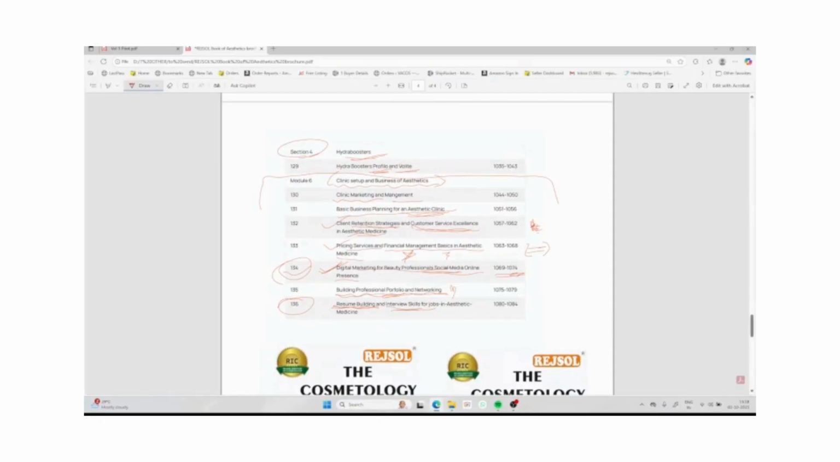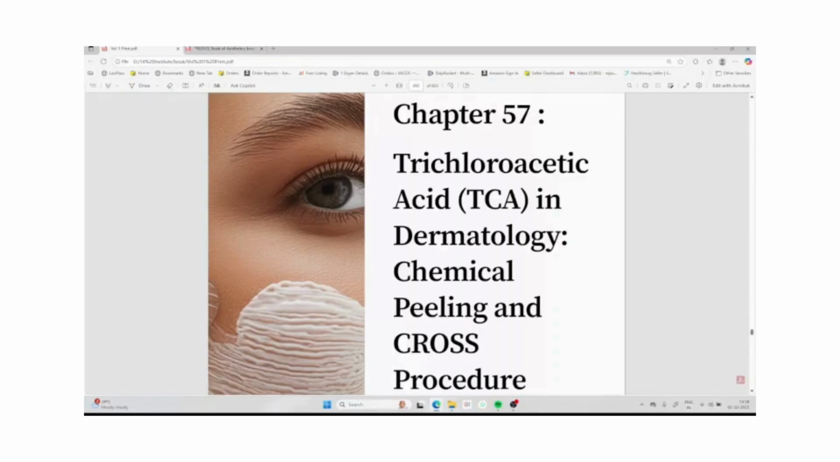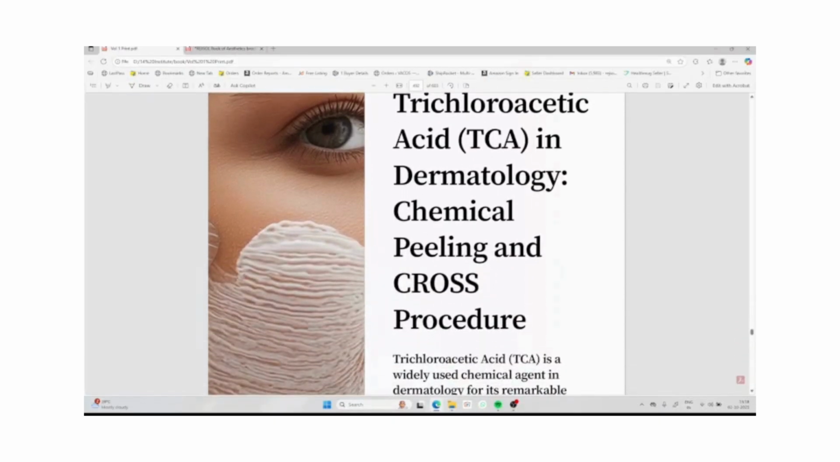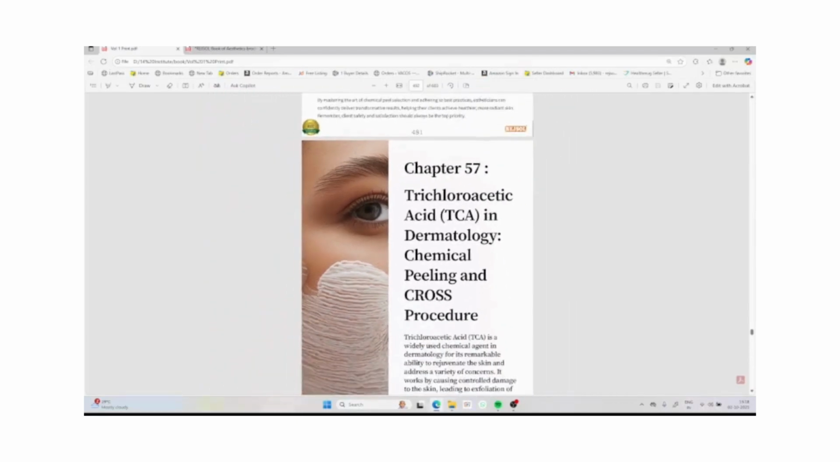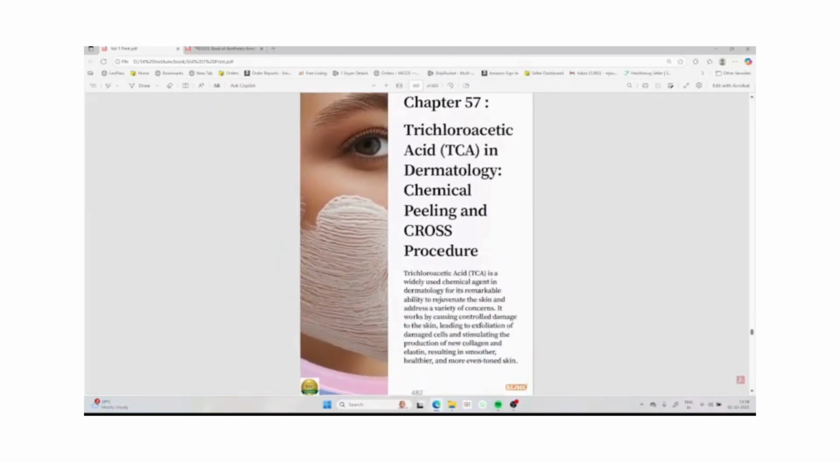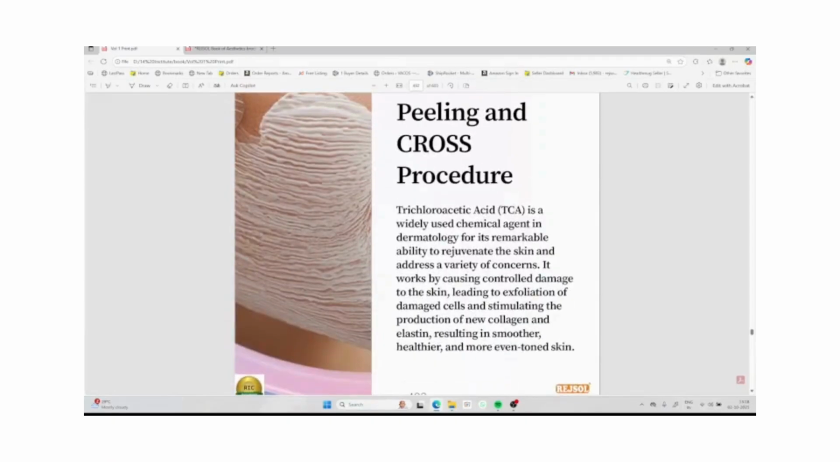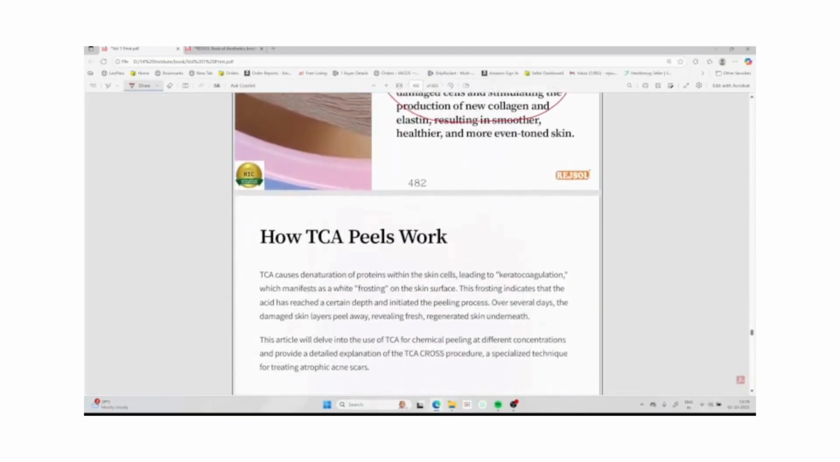Now we'll discuss one of the chapters so that you can see what the book chapters look like. I have randomly chosen one chapter, chapter number 56, on TCA. This is what the first page will look like. It will give you a brief discussion of what we are discussing in this chapter.